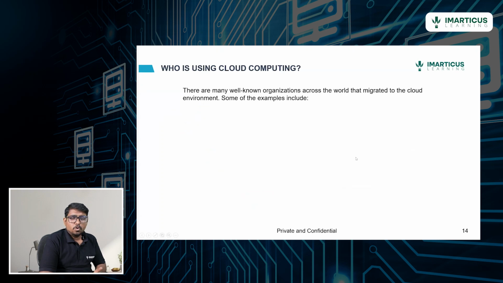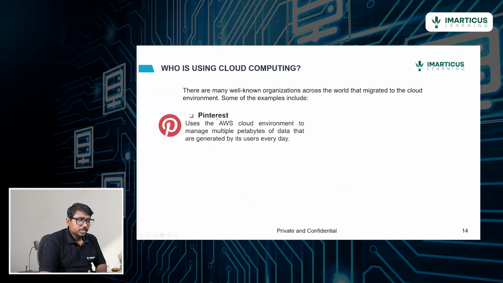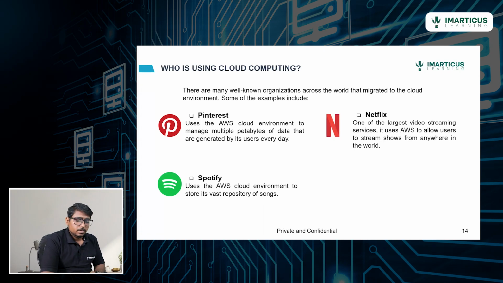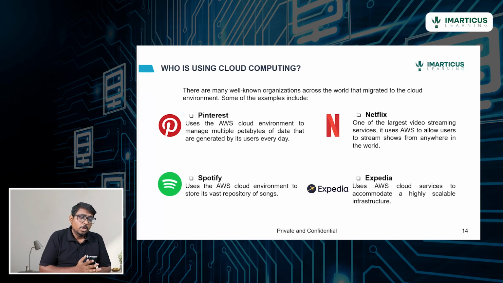There are many well-known organizations across the world that migrated to the cloud environment. Pinterest uses the AWS cloud environment to manage multiple petabytes of data. Spotify uses AWS to store its vast repository of songs. Netflix also uses AWS to store and stream its media content. And then Expedia. These are just a few names, but there are countless companies that have migrated to the cloud for their services.